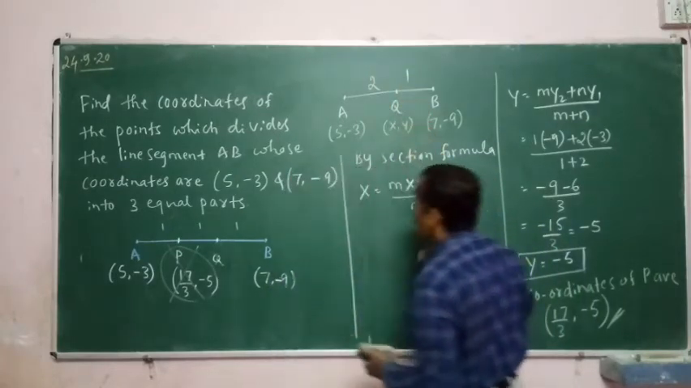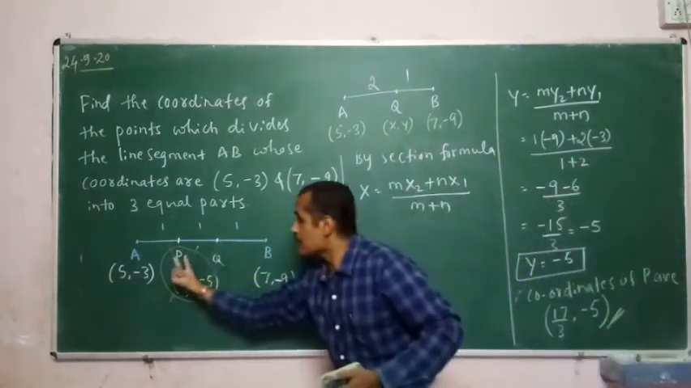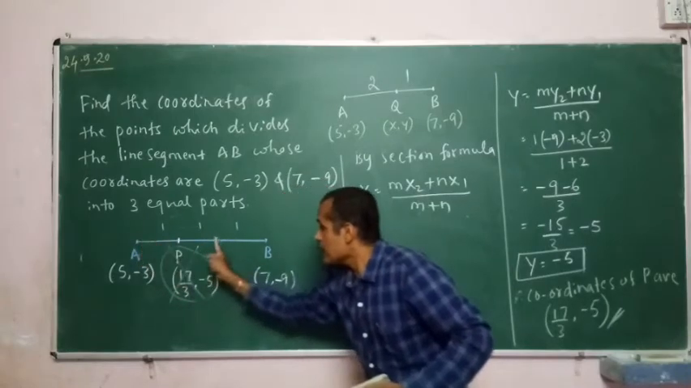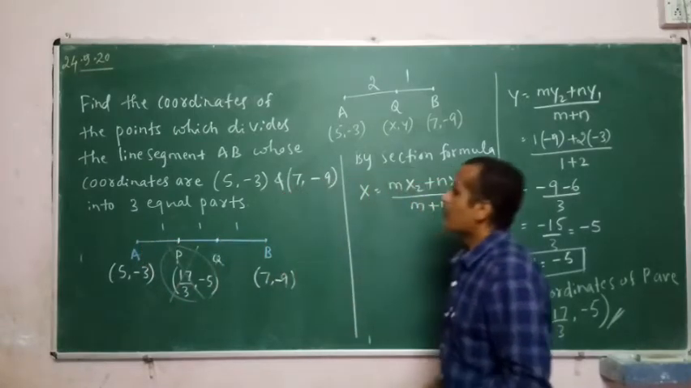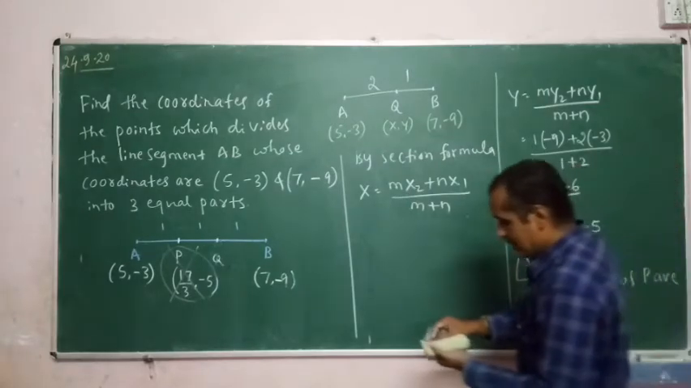1, not 1 is to 2 now. 2 is to 1. There are 2 because P is not considered. A, Q, P. This is 2 part, this is 1 part.